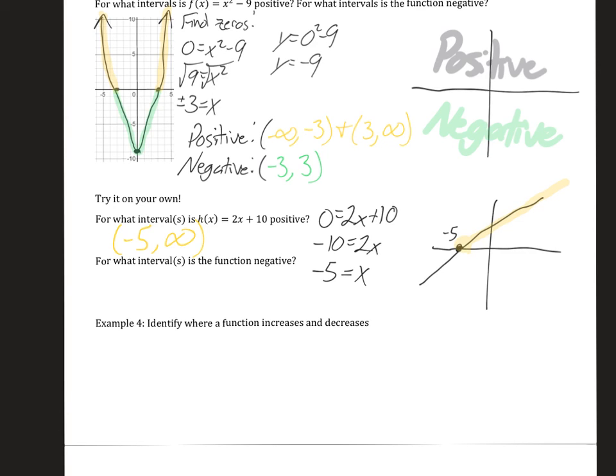Where is it below the x-axis? Well, starting where it hit the x-axis, we're going to go down forever. So that tells me if I start off going to the left forever, what's my smallest possible number? It is negative infinity, and then it goes all the way until negative 5.